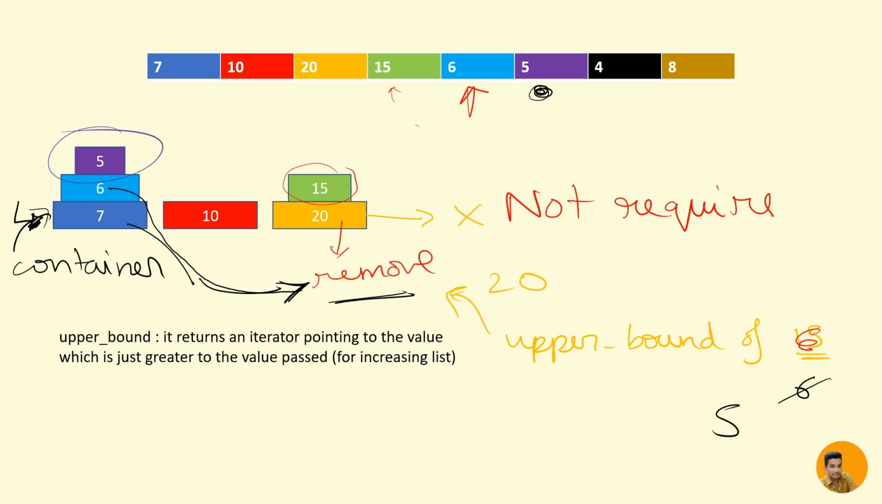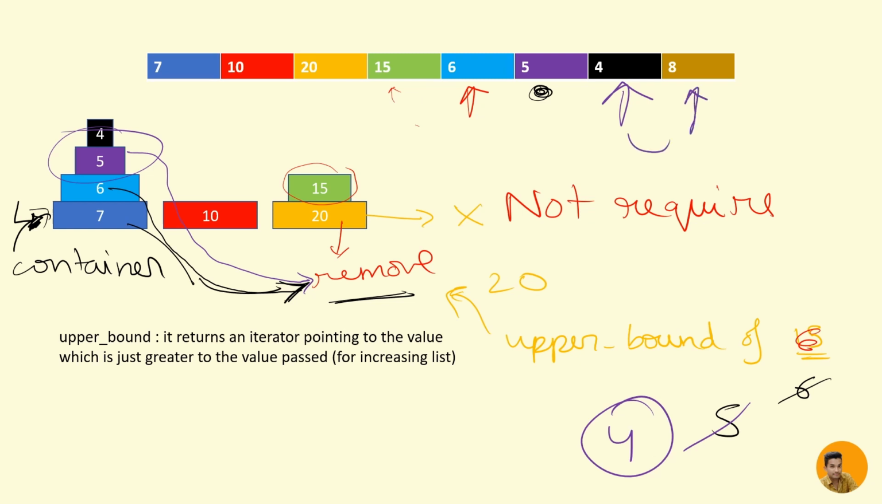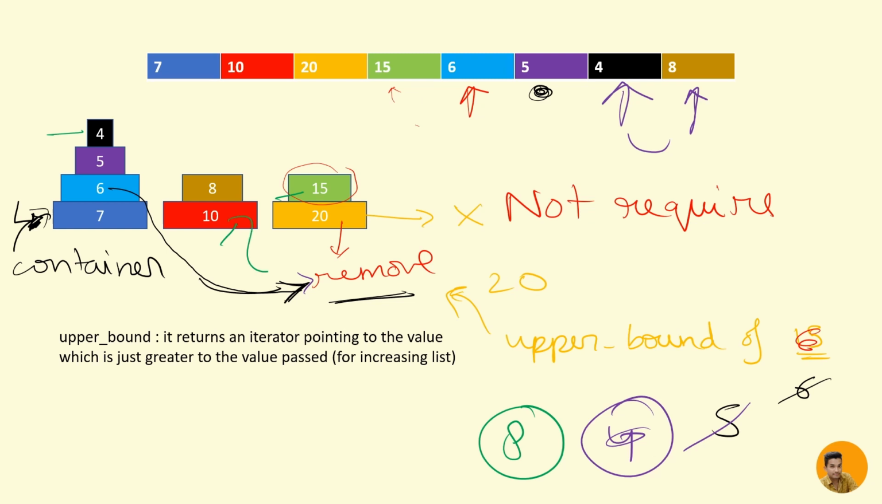Okay. Now we move forward. 4, upper bound of 4. So upper bound of 4 in this container, which has values 5, 10 and 15, will be 5. So I will put 4 onto 5 and I will remove this 5 also because I don't require it, our new point of contact is 4. Then I will move forward and I will encounter 8. So what is upper bound of 8? Upper bound of 8 in this container which has 4, 10 and 15 will give 10, right? So I will put this over to 10 and I will remove this 10.